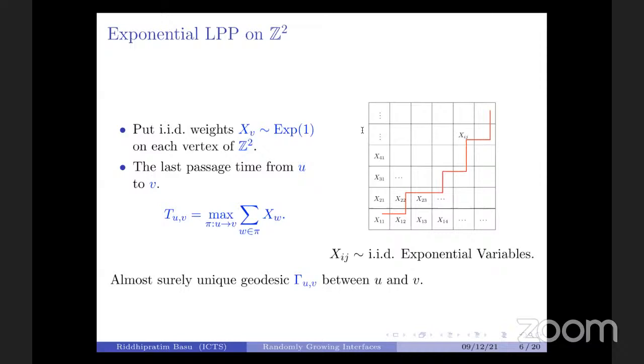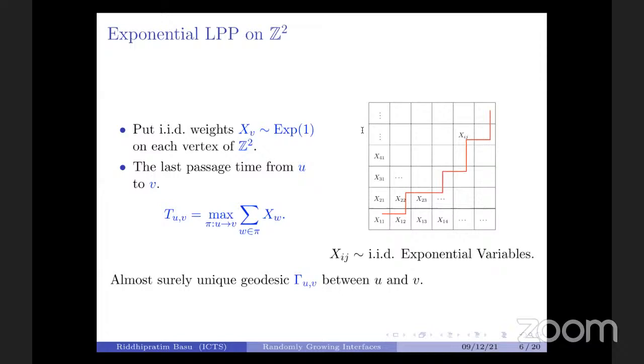What you do is take the two-dimensional Euclidean lattice and put a random IID weight on each vertex. For a reason I'll talk about later, let's say that the distribution of the random weights is exponential, a standard exponential distribution. Then you define something called a last passage time between two vertices. The pairs of vertices we will consider will always be ordered, coordinate-wise ordered.